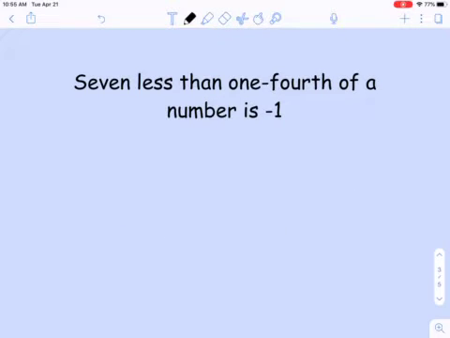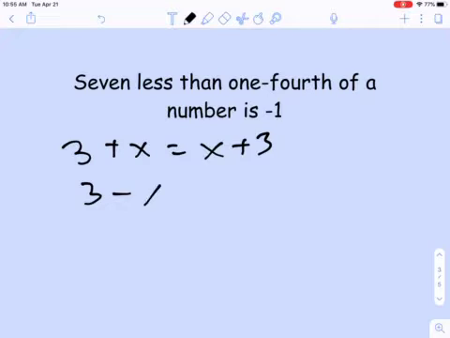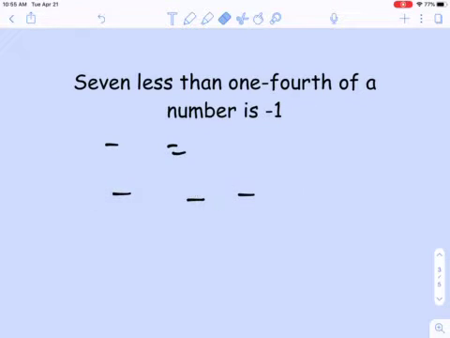All right, look at another one. 7 less than 1/4 of a number is -1. On these subtraction ones, I think it's a good idea to go backwards and to really think about this, because order can really screw you up. When you're doing addition and multiplication, if you go 3 plus x, well, that's the same as writing x plus 3, right? But writing 3 minus x is not the same as writing x minus 3. So it's really important when we're doing these that we're very mindful of the order.